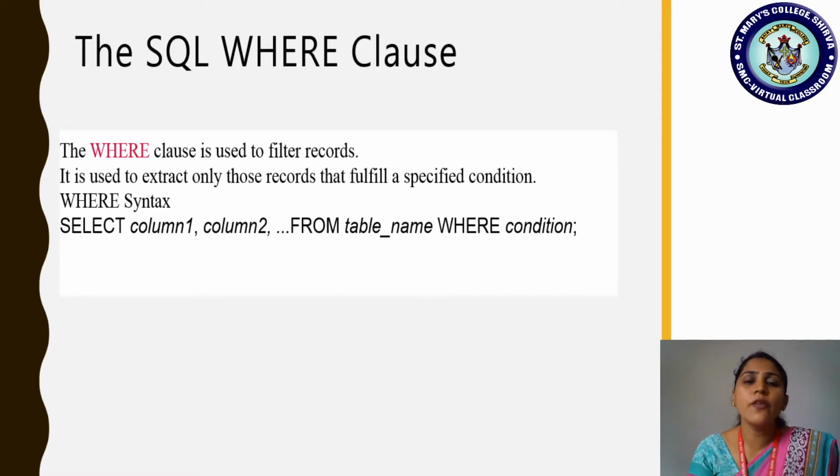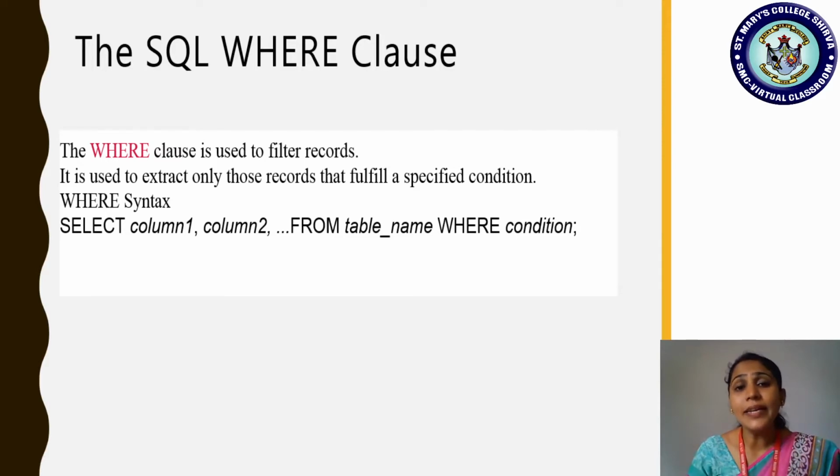For example, I want only the first BCA records. Out of all the student details, I have to filter only which one? First BCA students' records. This is my requirement. So normally the WHERE clause is used to filter the records. It is used to extract only those records that fulfill a specified condition. So, filtering the records.